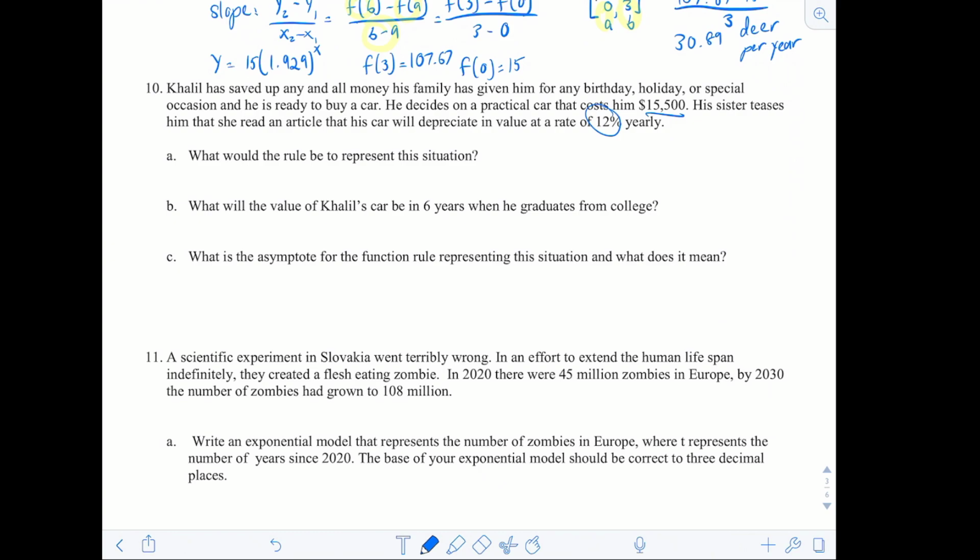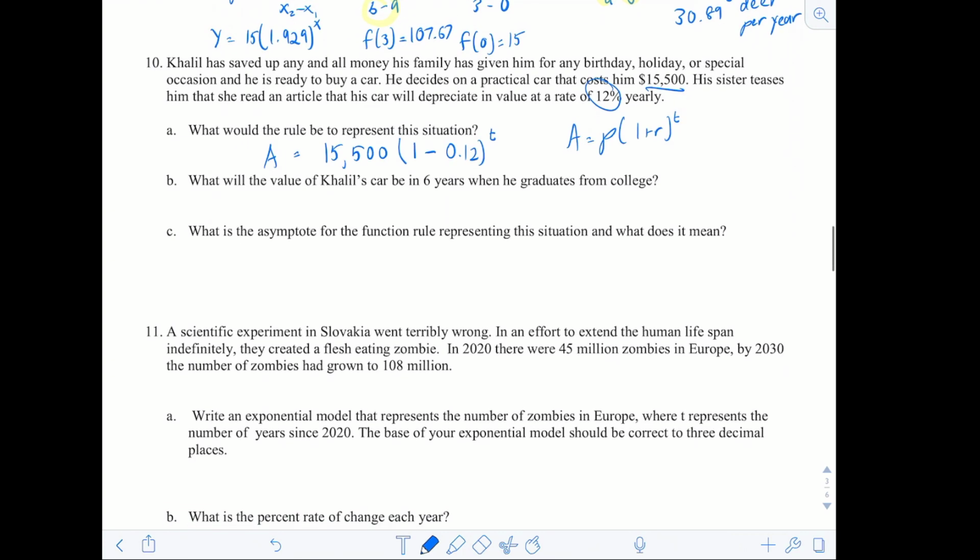Well, his car right here is going to be worth $15,500. Since it depreciates in value, that means it goes down. So we're going to say 1 minus that specific rate, so 1 minus 0.12, and then for every year, that's going to be t. The amount of his car is modeled off of amount equals principal times 1 plus r to the t power. But this time the r is not making the value go up, it's making it go down in value.